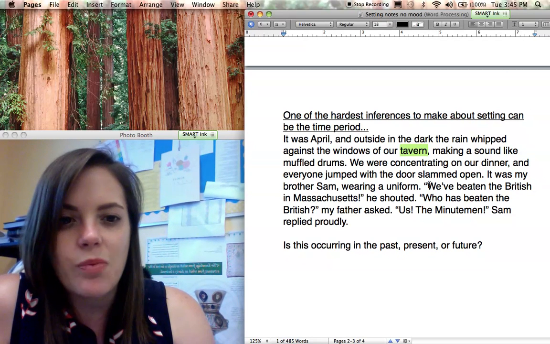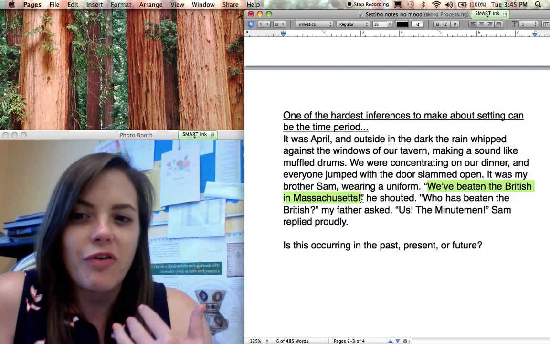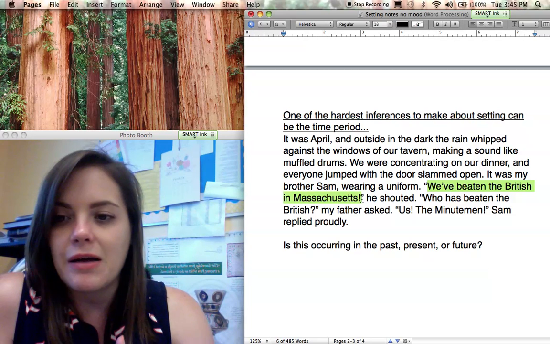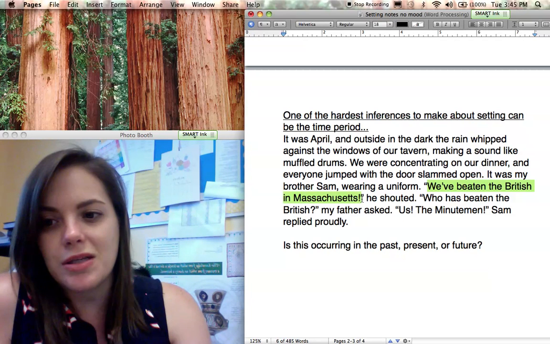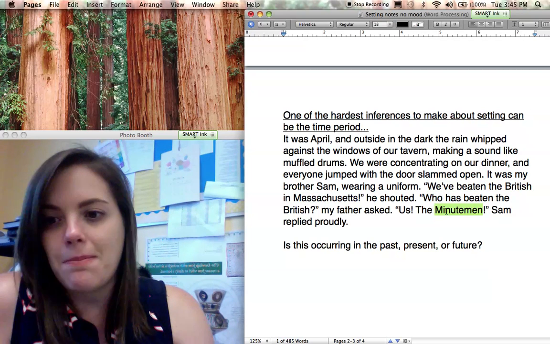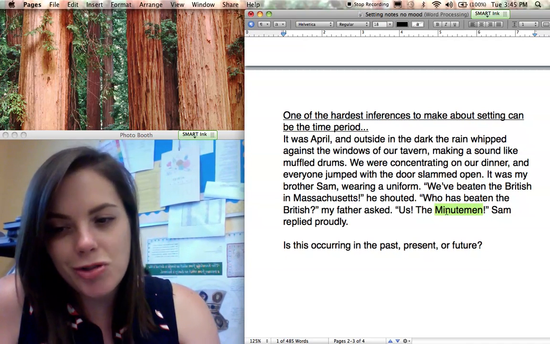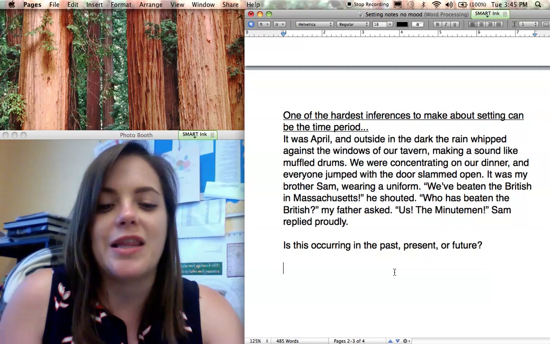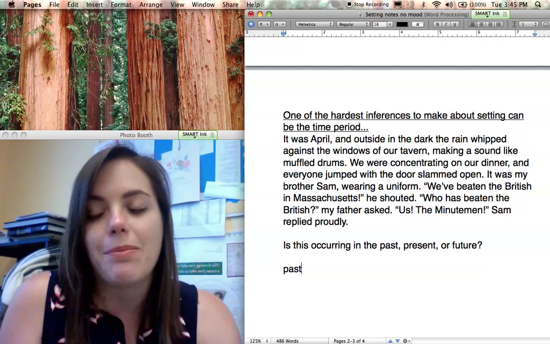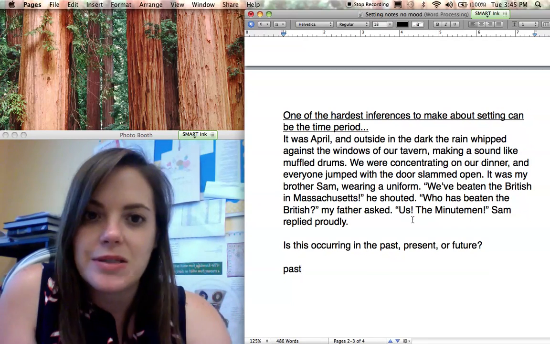We have this line: "We've beaten the British in Massachusetts." So we know that we're fighting a war in America against the British in Massachusetts. And he calls himself one of the Minutemen. Now, I know y'all have done early U.S. history before, so we should be able to figure out that this is definitely occurring in the past. All those clues help us make that inference.